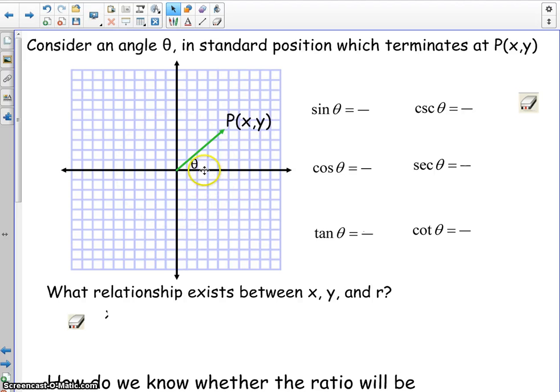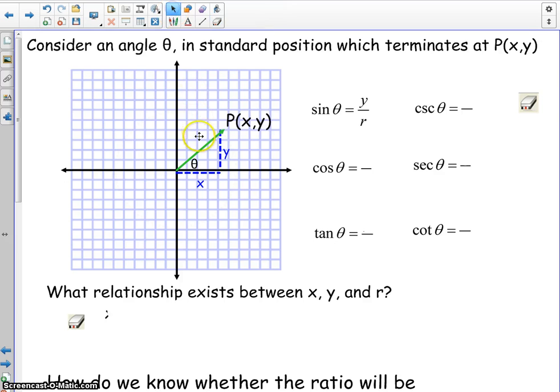Okay, so if it ends at (x, y), I'm just going to draw in my triangle right here. So here I'm creating a little triangle. I've got a distance of x on the x-axis here, a distance of y along the y-axis here. So again, this is just a general point (x, y). And what I'm going to do is try and write in these ratios, sine, cosine, and tan, for the angle that we have here. So looking at this, sine theta will be equal to y over r.